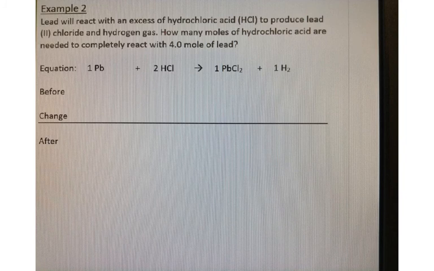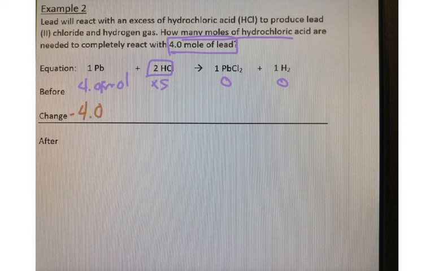All right, doing this one down here, it says that I'm asking for how many moles of hydrochloric acid, so I'm asking basically about this guy, are needed to complete the reaction with 4 moles of lead. So my before is I know I have 4 moles of lead. What I know also is that I have an excess amount of hydrochloric acid. I don't know what that is, but I do know that I have that, and I know that I have 0 of my products. What I also know is that I'm going to assume that my change is I'm going to lose all of my lead and it's going to go to completion.